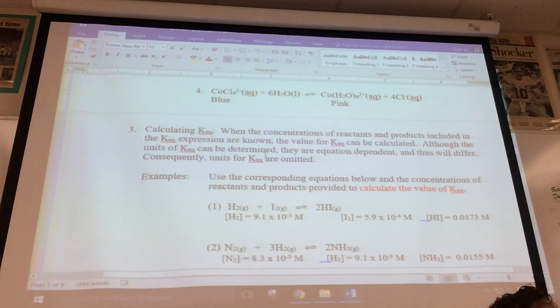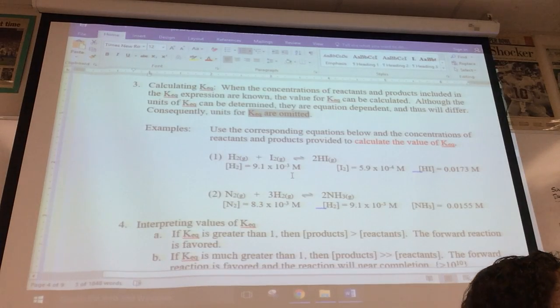It says when the concentrations of reactants and products included in the KEQ expression are known, the value for KEQ can be calculated. Although units of KEQ can be determined, they are dependent on the balanced equation and they can differ for different reactions. So to make things easy, we just don't use units for KEQ. So it's the one time you're going to get away with no unit for KEQ and not lose a point. All right? No unit for KEQ is necessary.